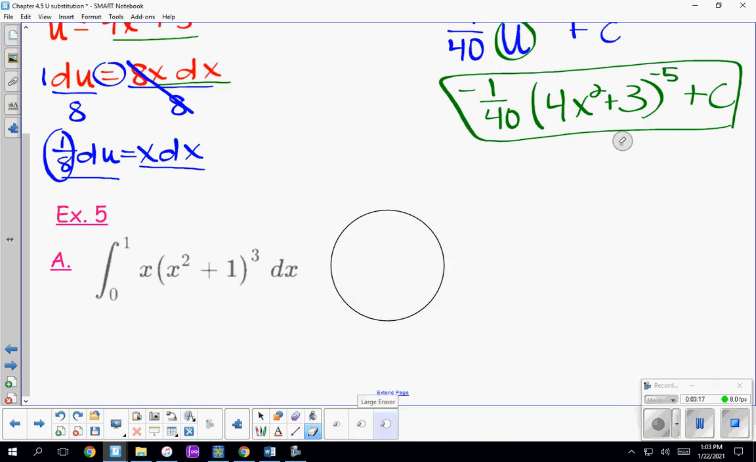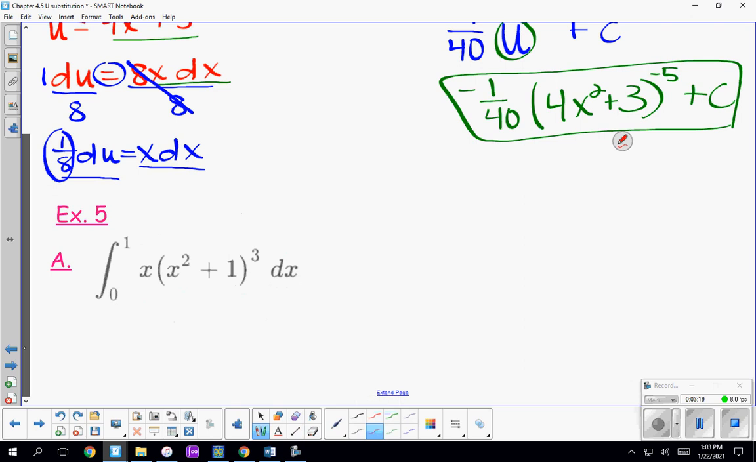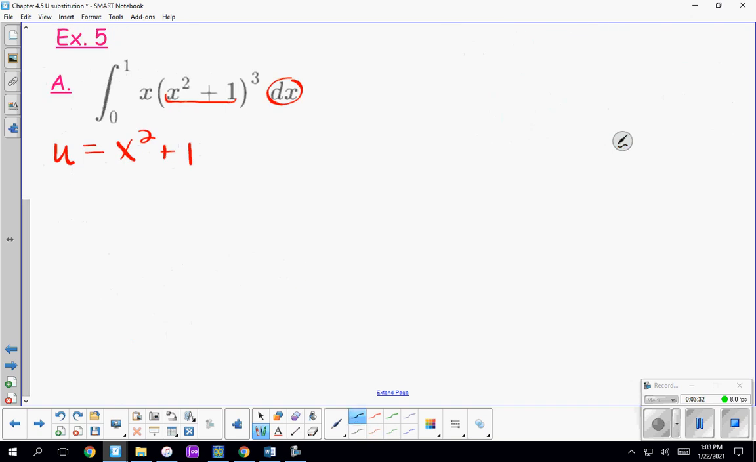So let's begin by doing the same process that we did before. We're going to choose u to be an inner function. In this case, I'm going to make this choice first. So I'll have x squared plus 1. And then remember, I'm always going to have to replace dx, so I must find du. And du is just the differential of u, so it's going to be 2x dx.